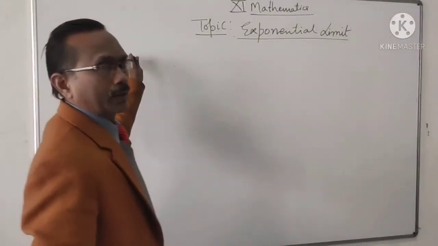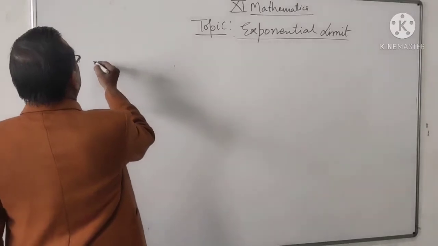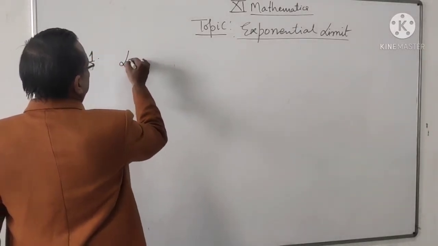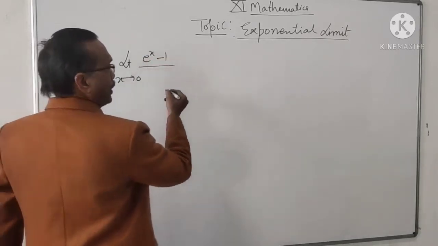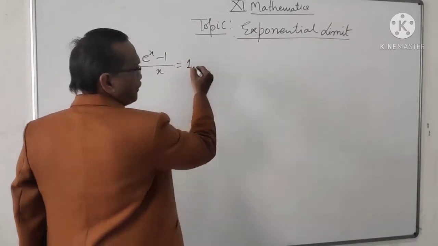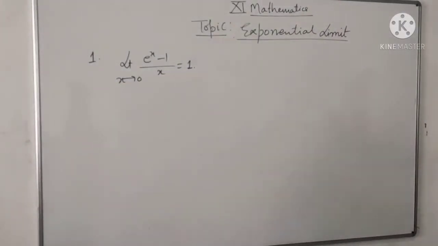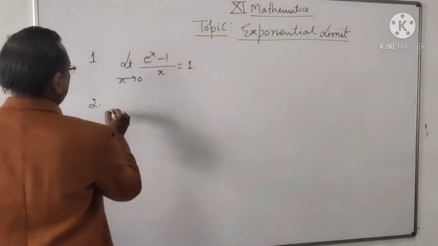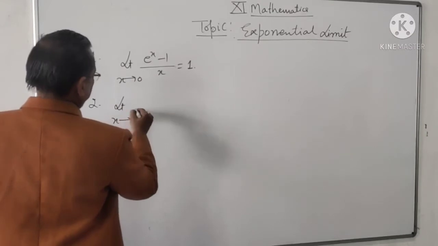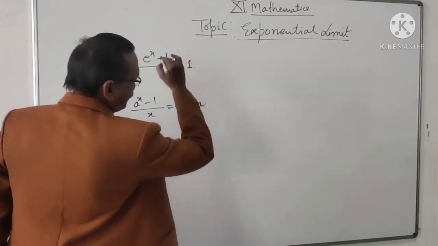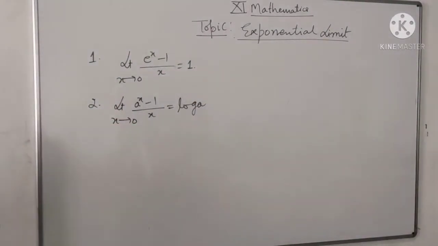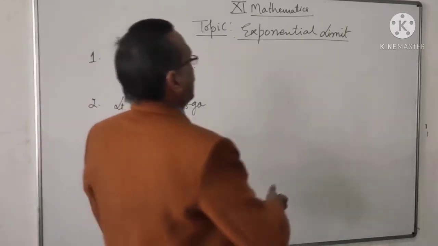Now, there are some standard limits. Limit 1: limit x tends to 0, e power x minus 1 upon x equals 1. Limit 2: limit x tends to 0, a power x minus 1 upon x equals log a. These are two standard limits. Okay, so now the exercise is 29.10.